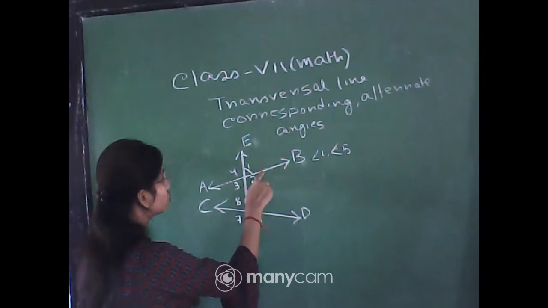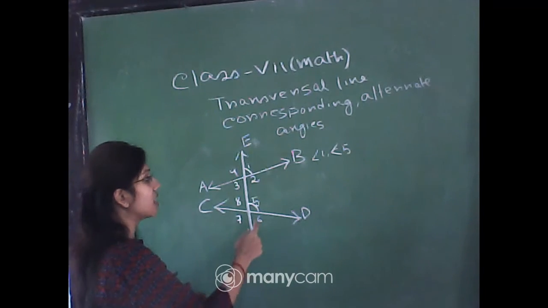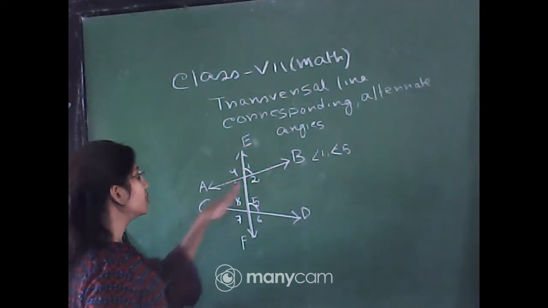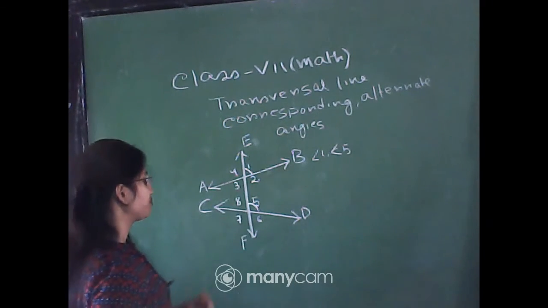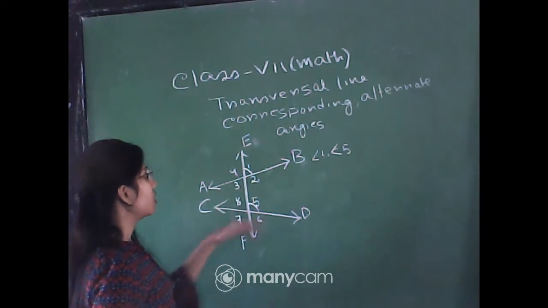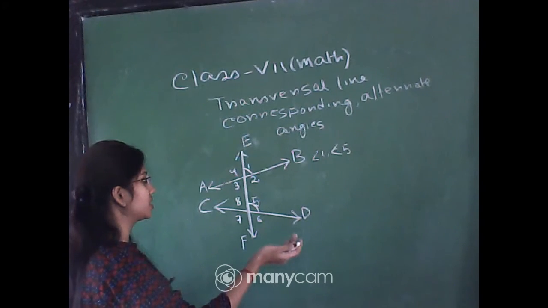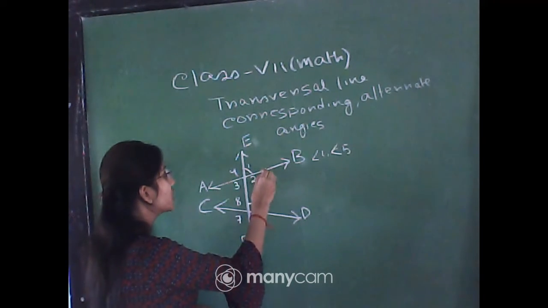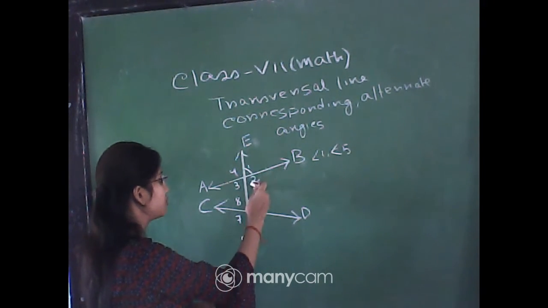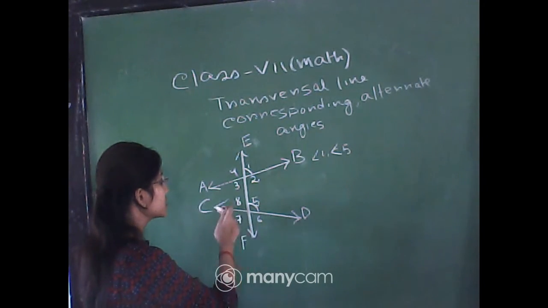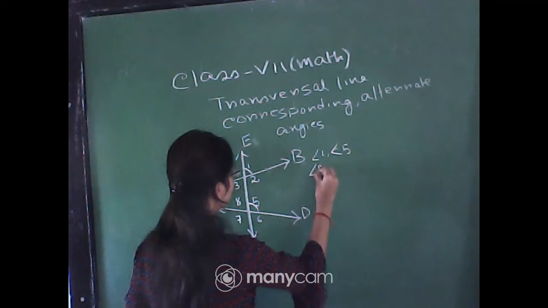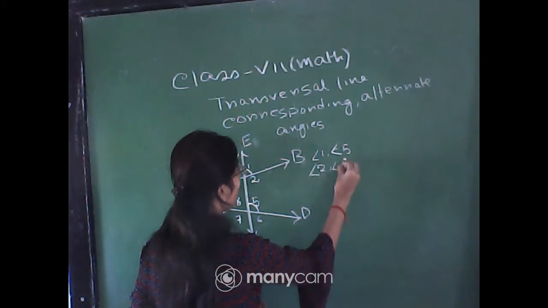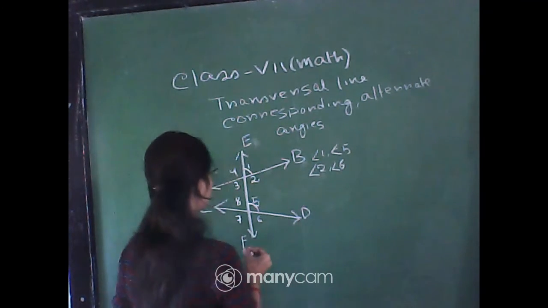Similarly, angle 2 and angle 6 are corresponding angles because they have different vertices. They are on the right side of the transversal line. Angle 2 is below the line AB. Also, angle 6 is below the line CD. Therefore, angle 2 and angle 6 are corresponding angles.